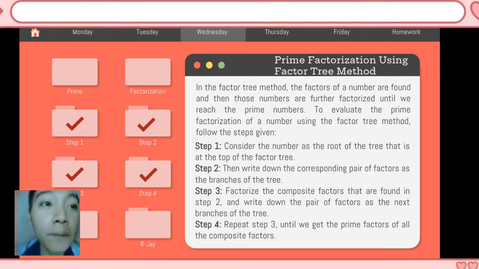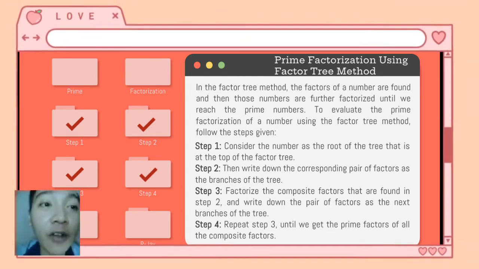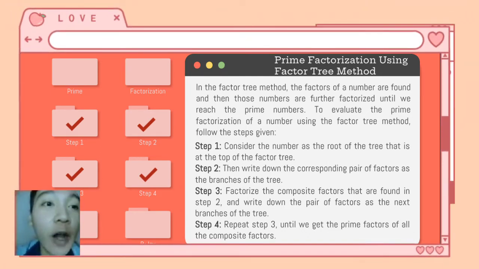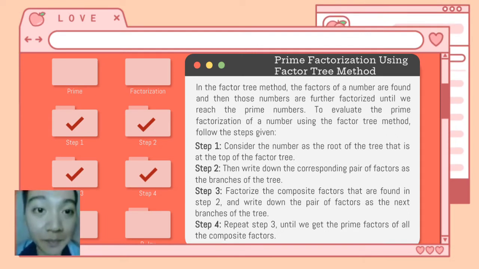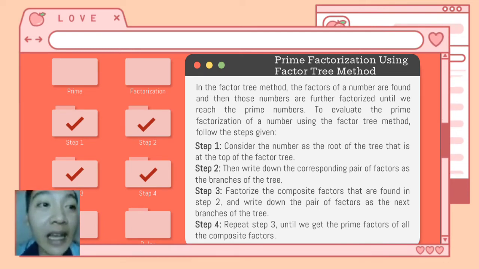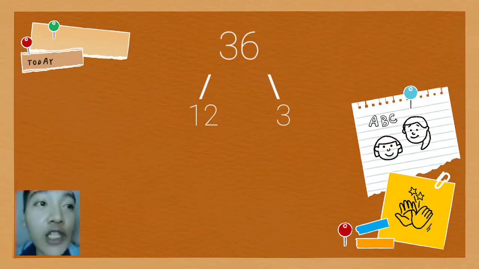Step 3. Factorize the composite factors that are found in step 2, and then write down the pair of factor as the next branches of the tree. So, we're going to identify on the factor that we have written under the 36 or dun sa baba ng guhit na sinulat natin, we're going to identify if that number is already a prime number or composite number. So, under ng 36, nag-guhit tayo ng parang branches, dalawa, and then sa baba nun, 3 and 12, which is the factor of 36.